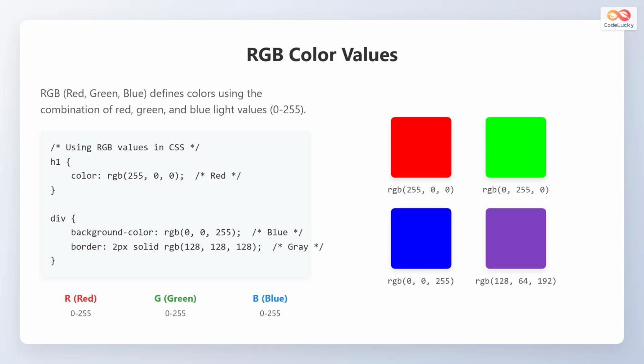RGB stands for red, green, and blue. It defines colors using the combination of red, green, and blue light values. The values range from 0 to 255. For instance, RGB(255, 0, 0) represents pure red. You can use RGB values in CSS to set colors. The first value defines the intensity of red color, the second value defines the intensity of green color, and the third value defines the intensity of blue color. Each component, red, green, and blue, has a range from 0 to 255, allowing for a wide spectrum of colors.